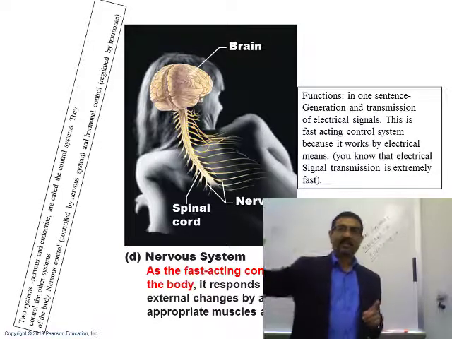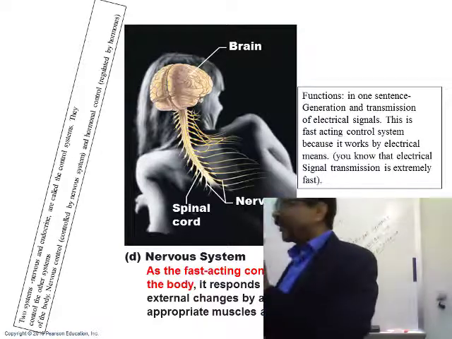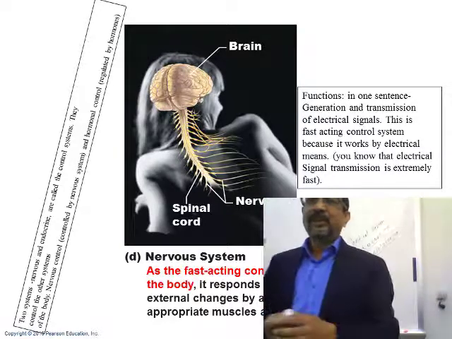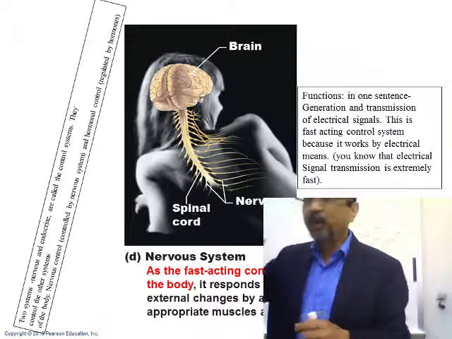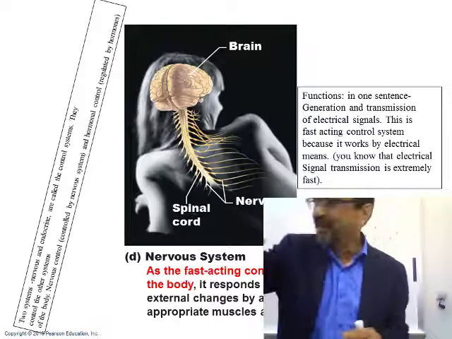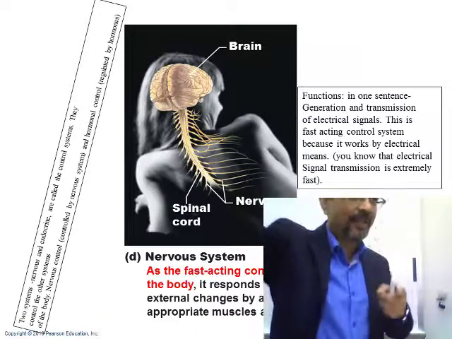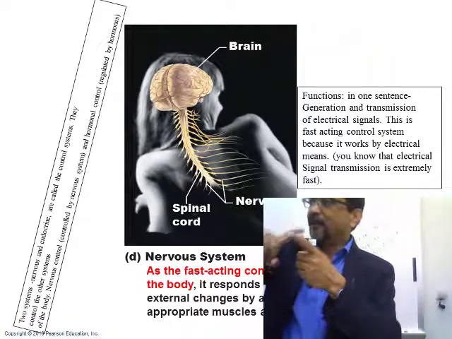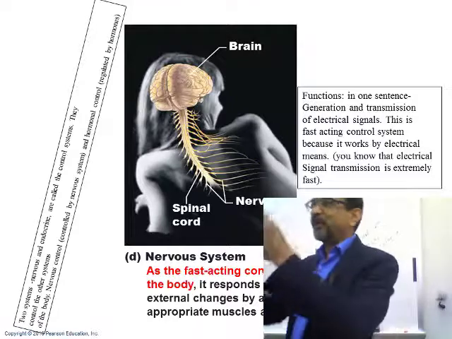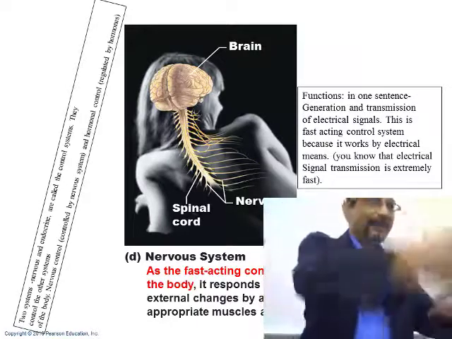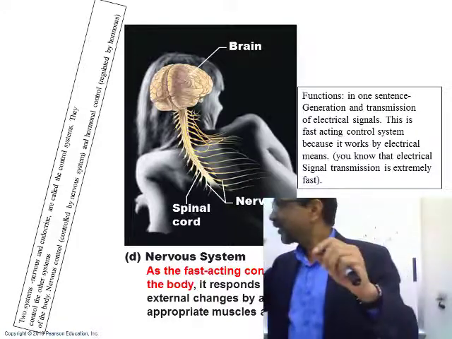For hormones to work, you know that endocrine glands need to produce the hormone first, then secrete the hormones into the blood. Blood will carry that hormone to the site of action. Then the hormone will bind with the receptors and then will work. Make sense? So you see, there are a number of steps.